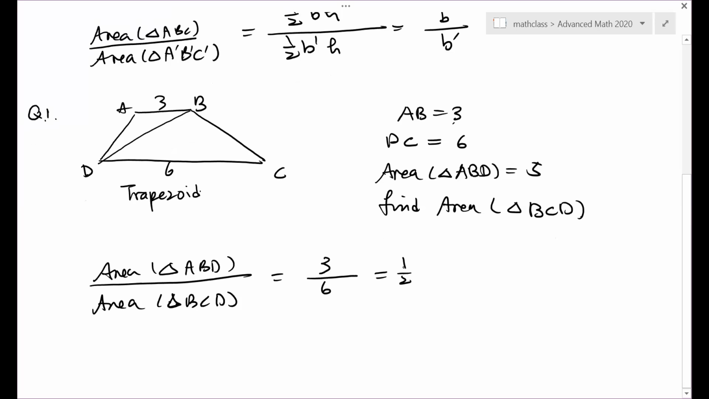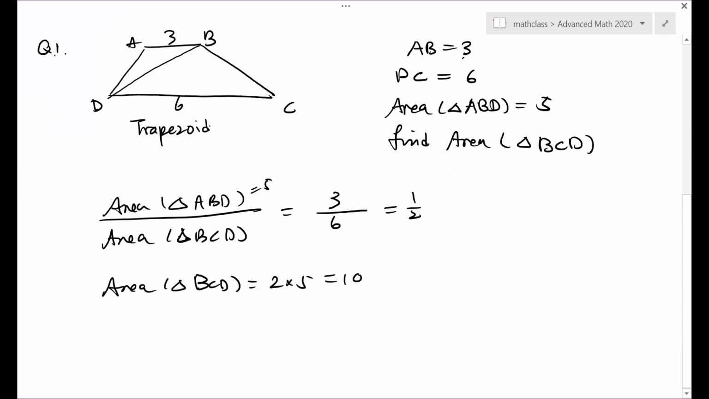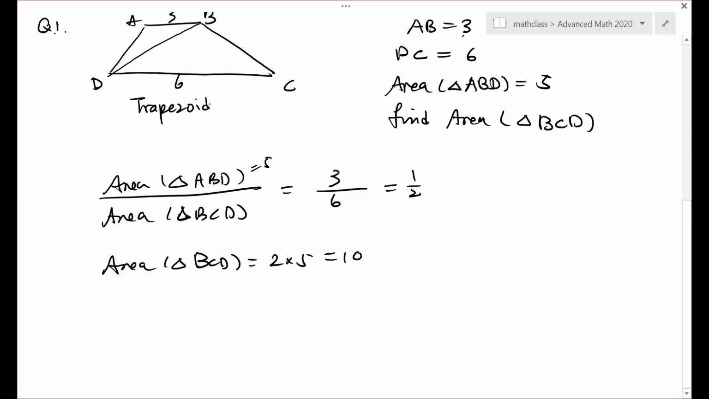We also know that the area of ABD is 5. So the area of BCD is going to be 2 times 5, which is 10. Those two triangles look quite different, because they're not similar, but they have the same height.